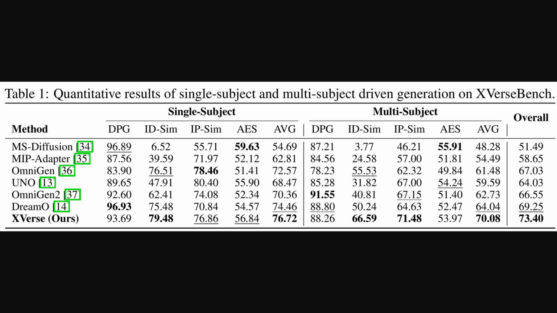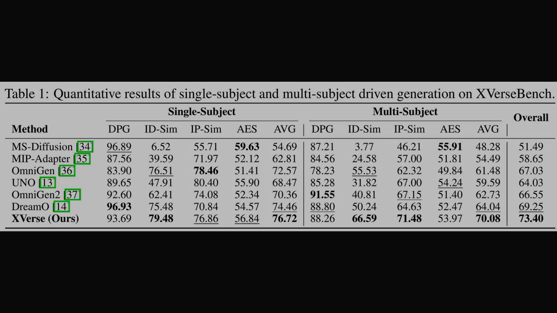Alright, so moving from the visual evidence to the hard numbers, this table lays out the quantitative results on their new XVerse benchmark. It compares XVerse against several other methods for both single and multi-subject generation. They use a few key metrics here. For instance, IDSIM measures how well a subject's identity is preserved, which is crucial. Looking at the numbers, XVerse achieves the highest overall score of 73.4. It really pulls ahead in the challenging multi-subject tests, getting the top scores for average performance and for that all-important identity similarity.